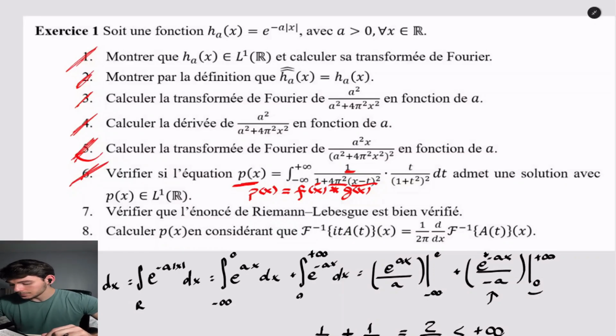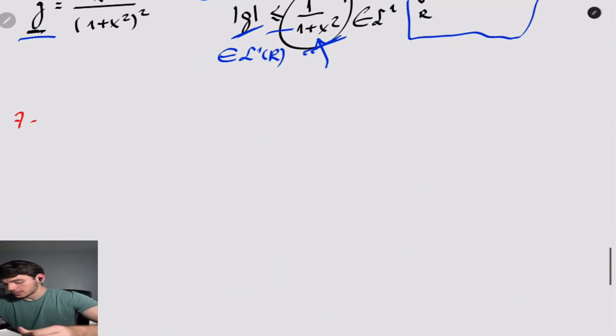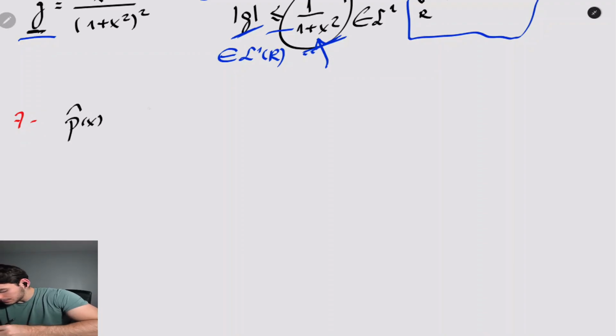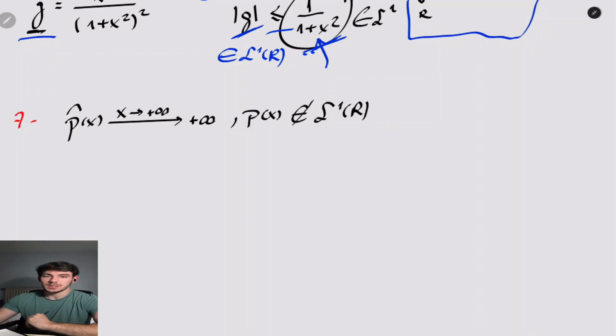So question 7 here. We need to verify the statement of Riemann-Lebesgue. So basically, let me define again the statement. If the Fourier transform of your function goes to plus infinity, so it diverges while x goes to plus infinity, that means that the function not transformed does not belong to L1. That's what the statement says.